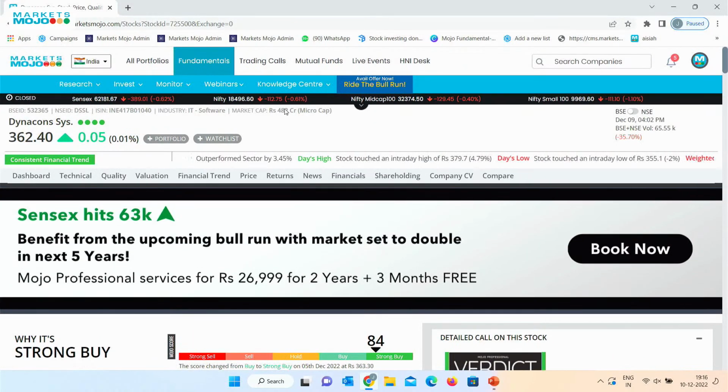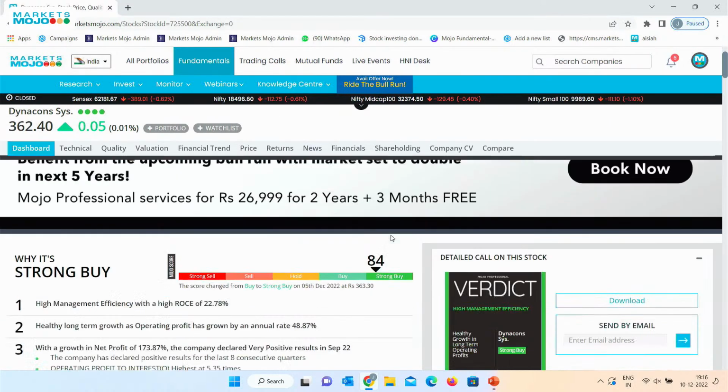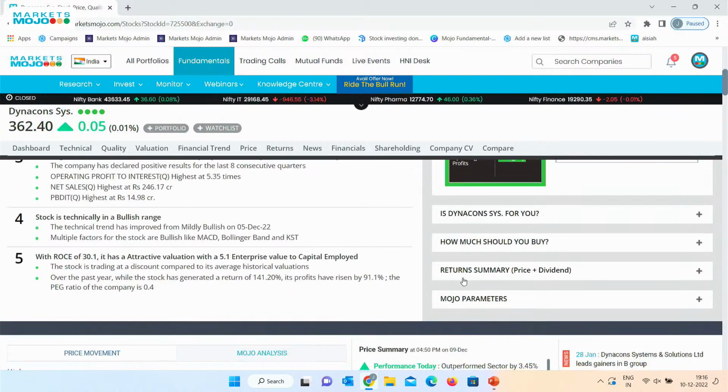Only one problem is that it's a very small company, sir. So there's a very high potential of getting good returns, but remember it's a very small company. But if I were to compare both, I would still invest in Dynacon versus the first one, because the first one had an average quality. Your all 4 dots are green, which is a good signal.